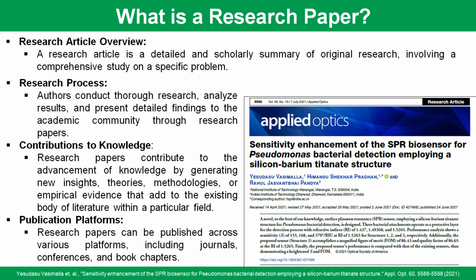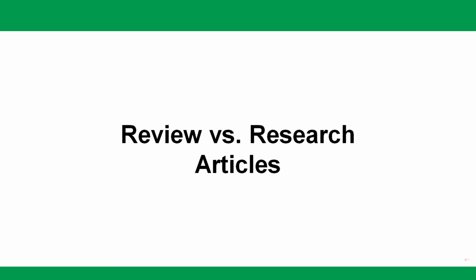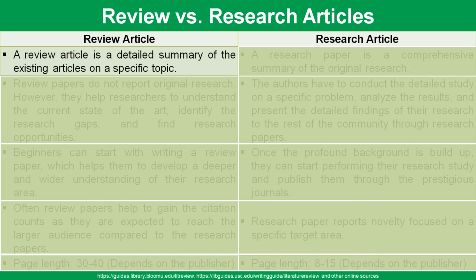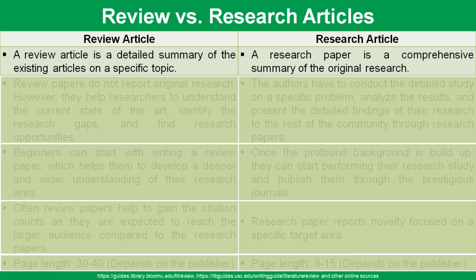These articles can be published across various platforms, including journals, conferences, book chapters, and white papers, reaching a wide audience within a research community. Now we know what is a review article and what is a research article. Let's summarize the differences between review and research articles. A review article is a detailed summary of the existing research on a specific topic, whereas a research article is a comprehensive summary of the original research.